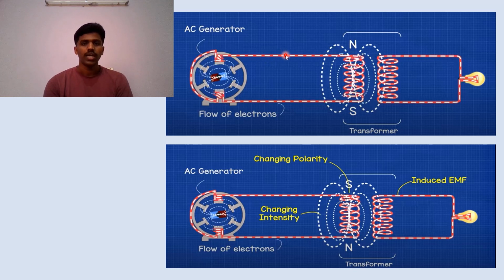As we know, when the current flows through a coil, it will create a magnetic field around it. When the wire is wrapped into a coil, it will create a stronger magnetic field as shown in here.